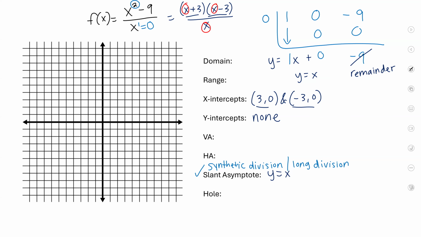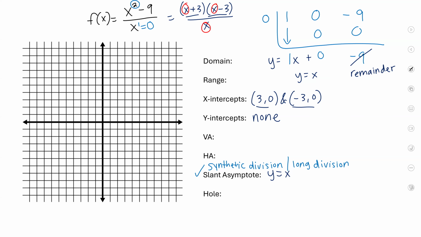This number is not important. That is the remainder. What is important is this. It'll be 3x plus 2. That is the equation of the slant asymptote. It will always be linear. Okay, so that's what I'm going to plug in for slant asymptote. So my slant asymptote is at 3x plus 2.